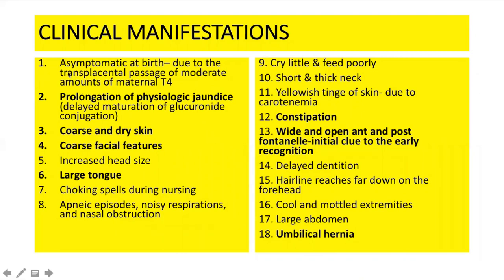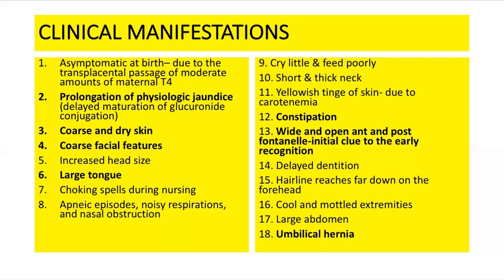So these children may be asymptomatic at birth due to the transplacental passage of moderate amounts of maternal T4. بيبقى عندهم prolongation of physiological jaundice due to delayed maturation of glucuronide conjugation. بيبقى عندهم coarse and dry skin. بيبقى عندهم coarse facial features, increased head size. ممكن ال posterior fontanelle يبقى also opened. يعني دايما بيبقى ال anterior fontanelle محسوس، ممكن ال posterior fontanelle برضو يبقى محسوس.